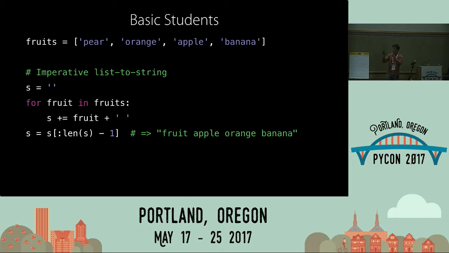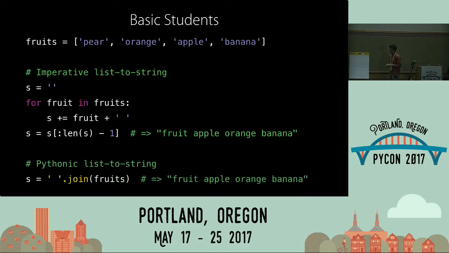We'll add all the words with spaces afterwards and then remove the final space at the end. This is okay. Right? This gets the job done. But there's a better way to do this in Python. You can just join the list together.